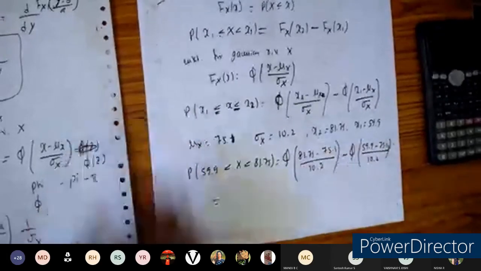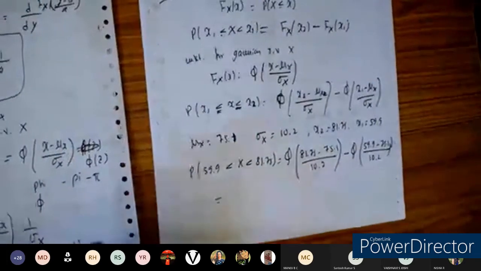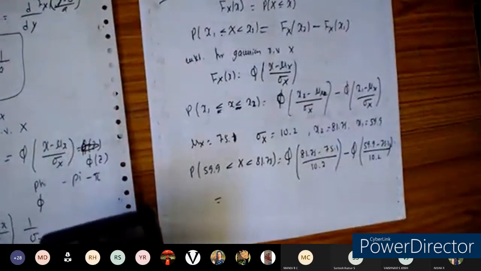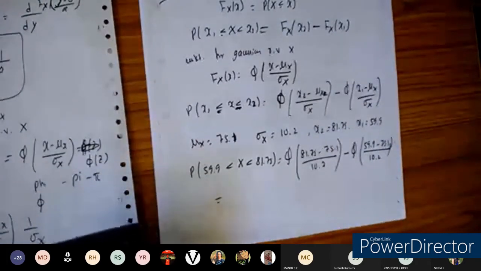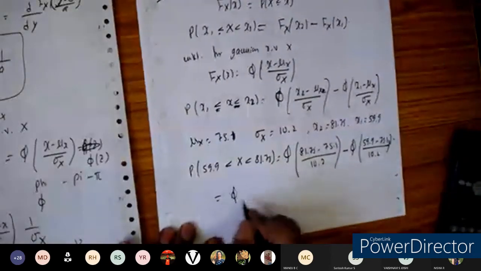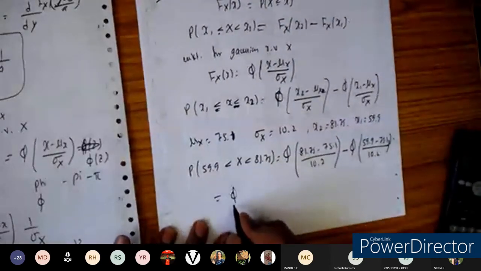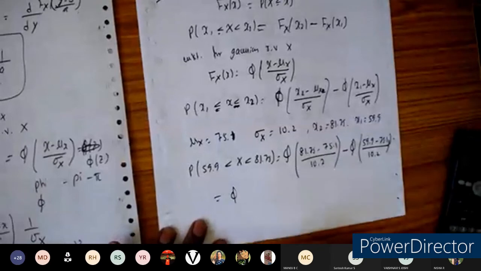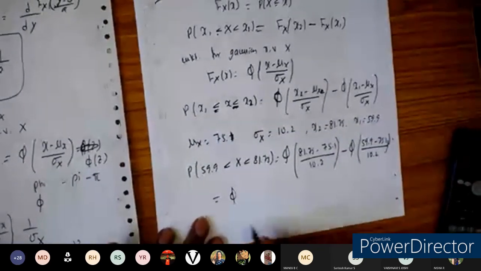Calculate quickly and tell me what answer you get. I have the calculator, I'll do it here. 81.75 minus 75.1 divided by 10.2. It is 0.65 you'll get for the first one. So you got the same answer, 0.65. Yes, sir, 0.65 or 0.6520 something.